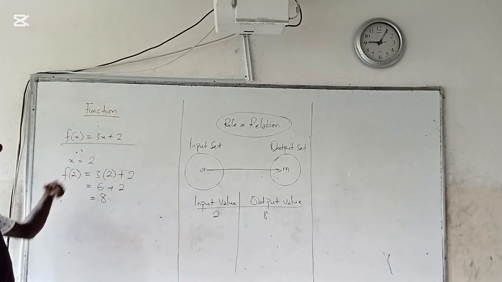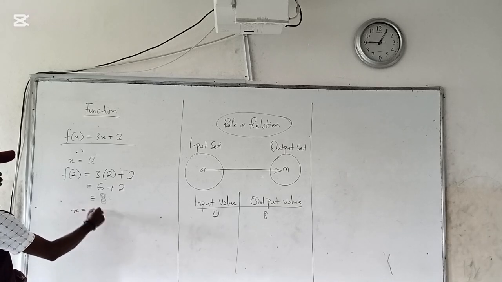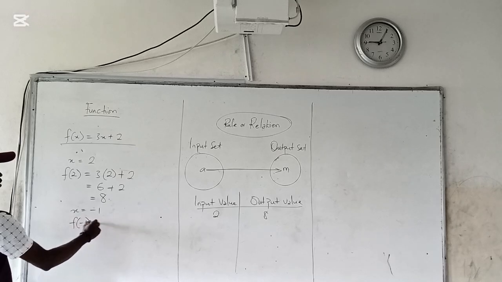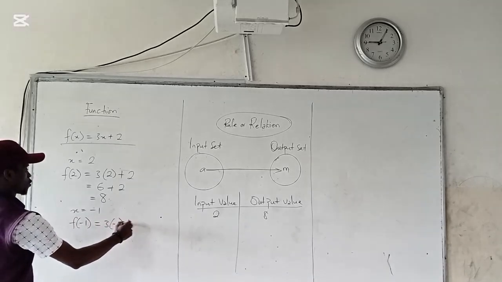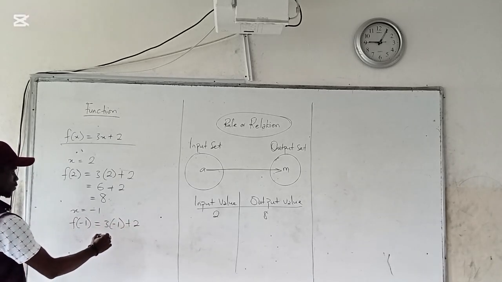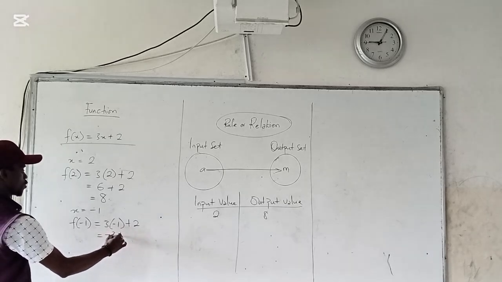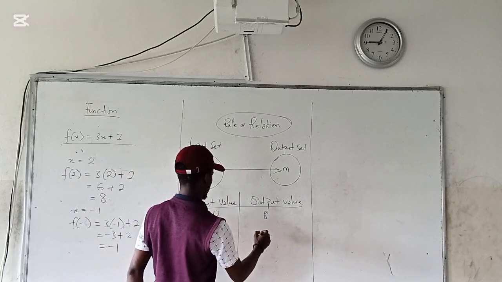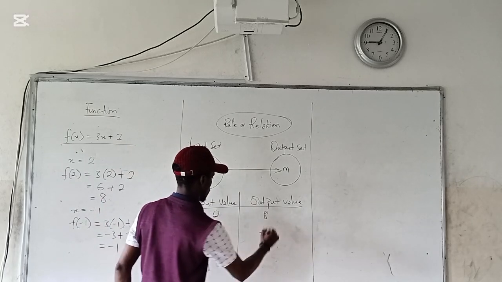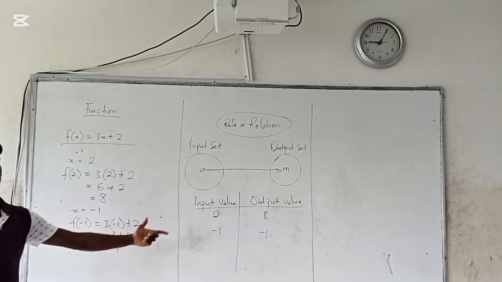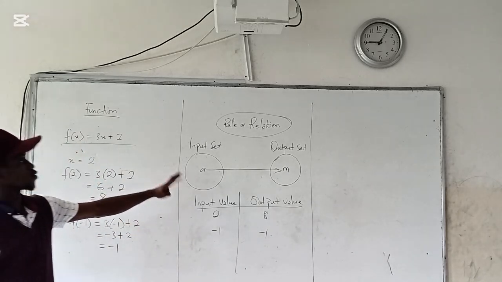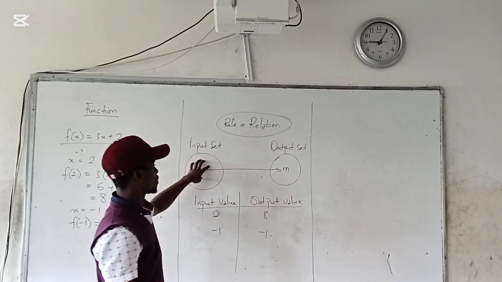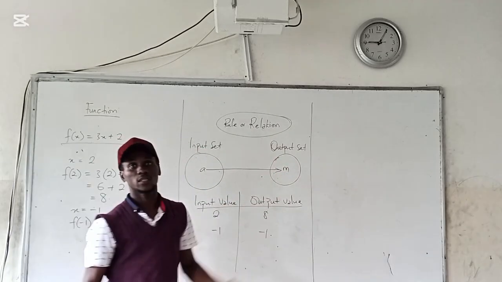Now, if I take an input of, let's say my x is minus 1, what will be my output? So I'll have f of minus 1. That will give me 3 times minus 1 plus 2. What will that give me? That will give me minus 3 plus 2. And that is minus 1. So an input of minus 1 will give me what? Will give me minus 1 as an output. So this is what we mean by a function. It takes an element in the input set and gives you an element in the output set.